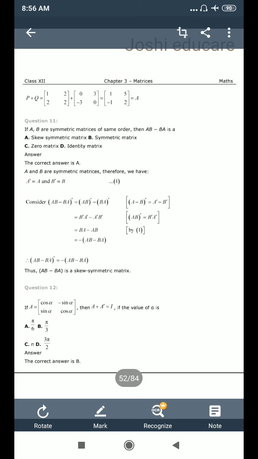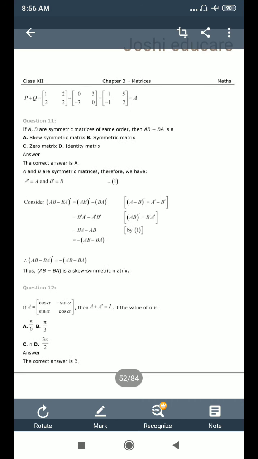Because what is the definition of symmetric? We will take transpose of a matrix. If you get the same matrix again, you will say it is symmetric. If we get negative of that, it means if any matrix A is given, we take transpose of A. If it comes A only, then you can say it is symmetric. If it comes minus A, then we'll say it is skew symmetric. We'll use that one particular property.